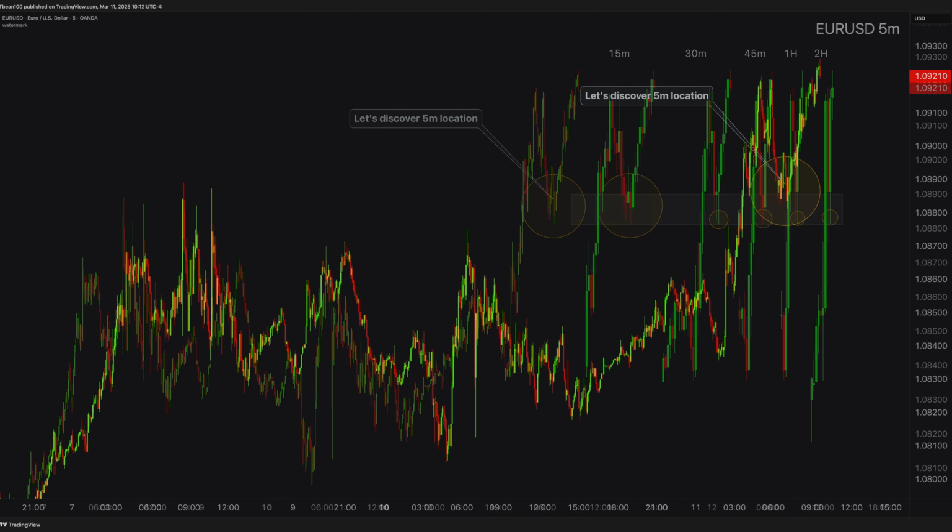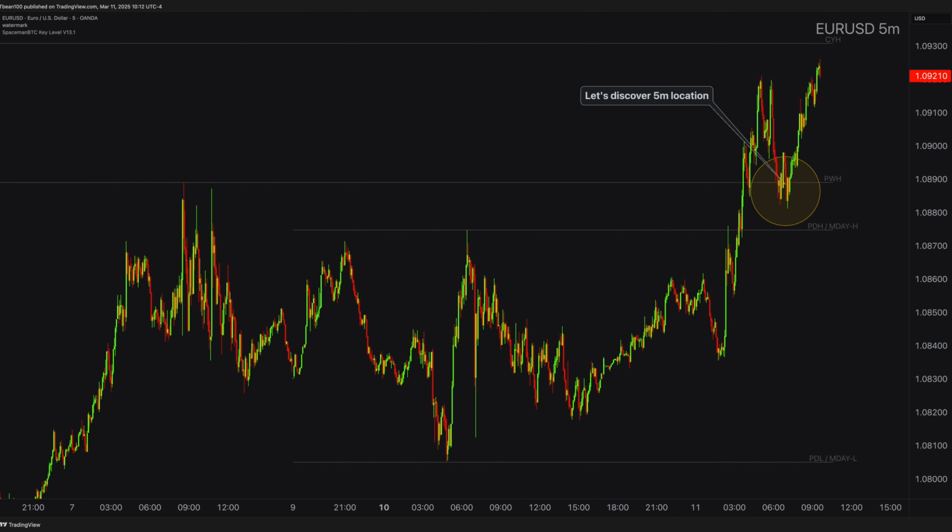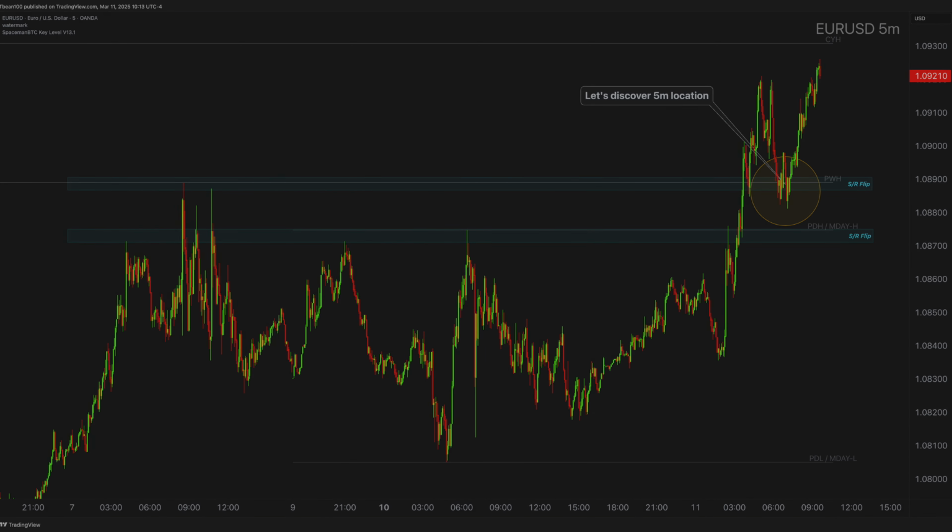So in this 5-minute chart, if you turn on the key levels indicator as well, you will notice something interesting. Two natural SR flip locations. But these are not ordinary support and resistance flip areas. They have an extreme importance. Let's zoom in on the area and talk further.